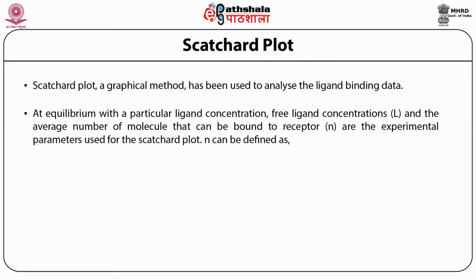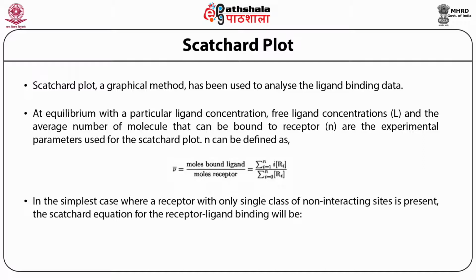particular ligand concentration. Free ligand concentration and the average number of molecules that can be bound to the receptor are the experimental parameters used for the Scatchard plot, and N can be defined as moles of bound ligand divided by moles of the receptor, that is, the sum of the bound ligand divided by the sum of the receptors. So in the simplest case, where a receptor with only one single class of non-interacting sites is present, the Scatchard equation for the receptor-ligand binding will be V by L equals NKa plus VKa.